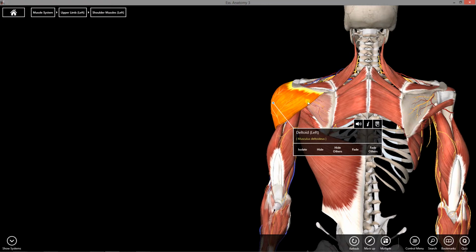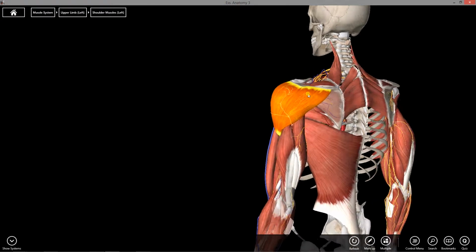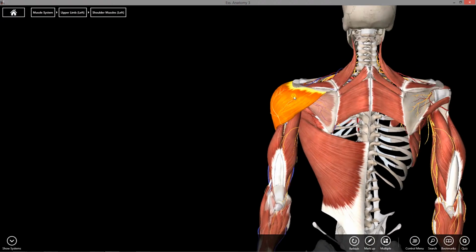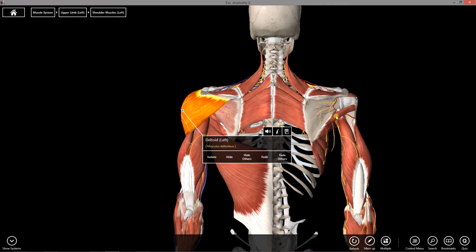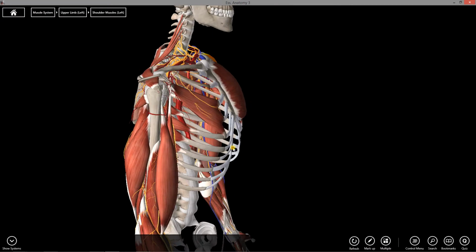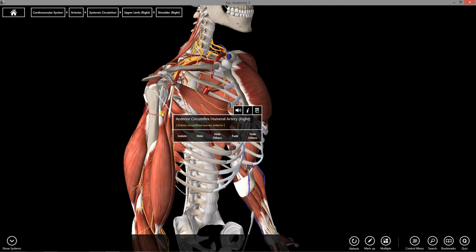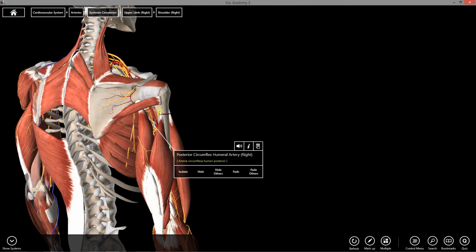But the next thing I wanted to talk about was the arterial supply of the deltoid muscle, which is basically the posterior circumflex humeral artery. If we go to the right side of my model, so the deltoid is on the left, I'm going to the right, and zoom in a bit, you can see that this is the anterior circumflex humeral artery, and then anastomosing with that is the posterior circumflex humeral artery. The posterior circumflex provides blood to the deltoid muscle.